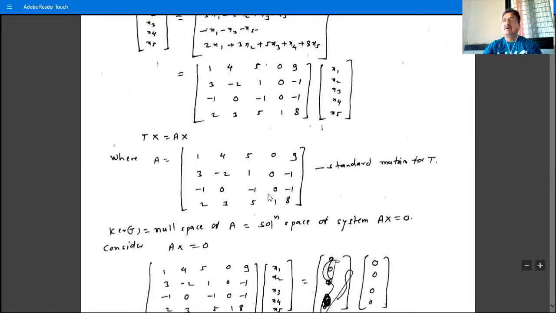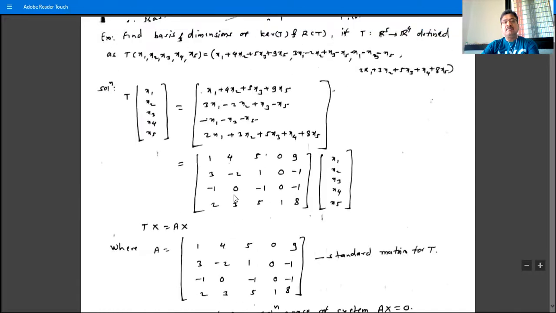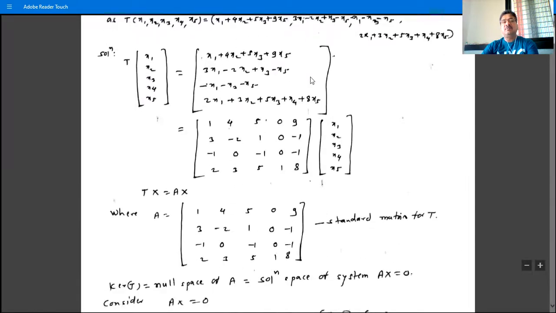And so this linear transformation is expressed in the form Tx = Ax. And what is A? A is this matrix and is called the standard matrix for T. Or this is the multiplication by A. The linear transformation T is multiplication by A. And now we have to find the dimension and basis of kernel of T and range of T.